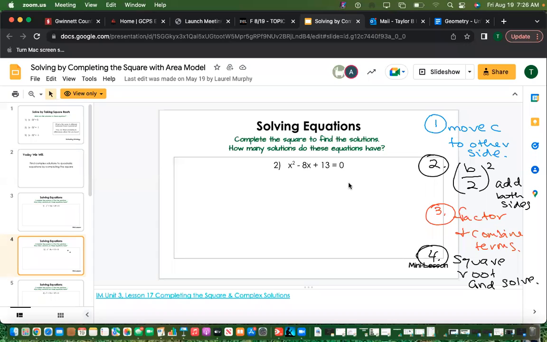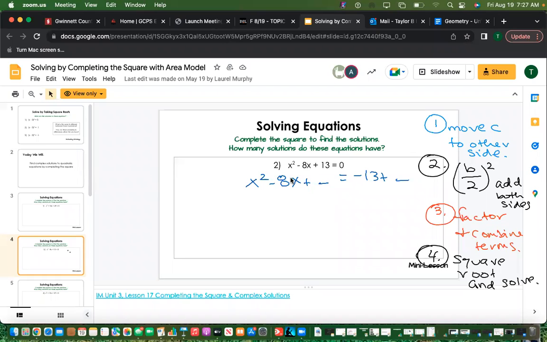This one. All right, so the first step is to move that C to the other side. Okay, so we're going to subtract 13 and move it to the other side. So this is going to give me x squared minus 8x minus 13 plus blank. And add it to both sides.